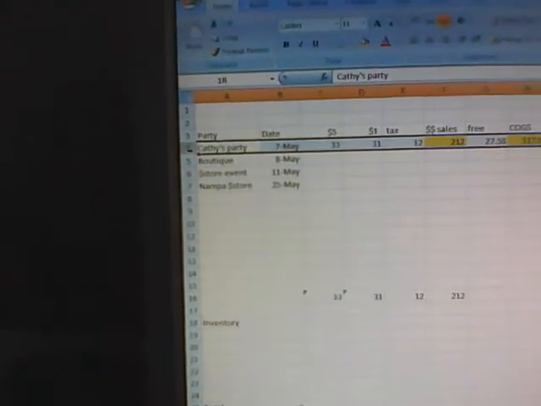Here's Kathy's party. And the date is May 7th. And I sold 33 $5 items at her party, 31 $1 items. The tax I charged was $12, and my total sales was $212. And then here is the amount of the product I gave in free. So this is what it cost me for those items. And then here is my COGS. It's the cost of goods sold.